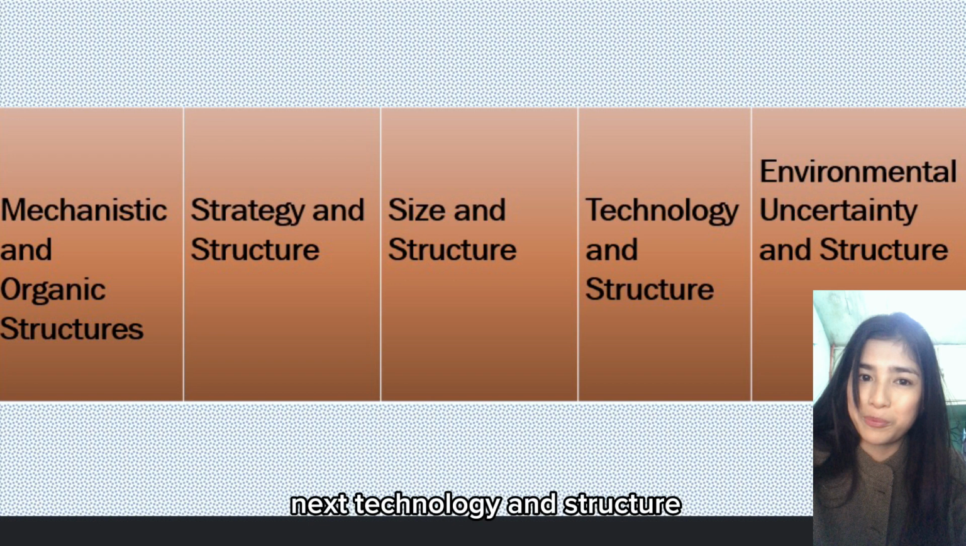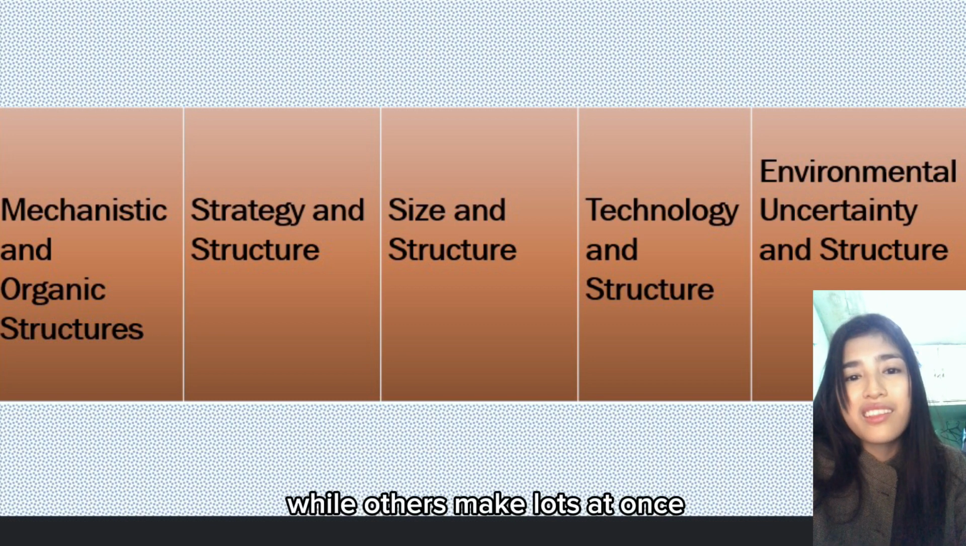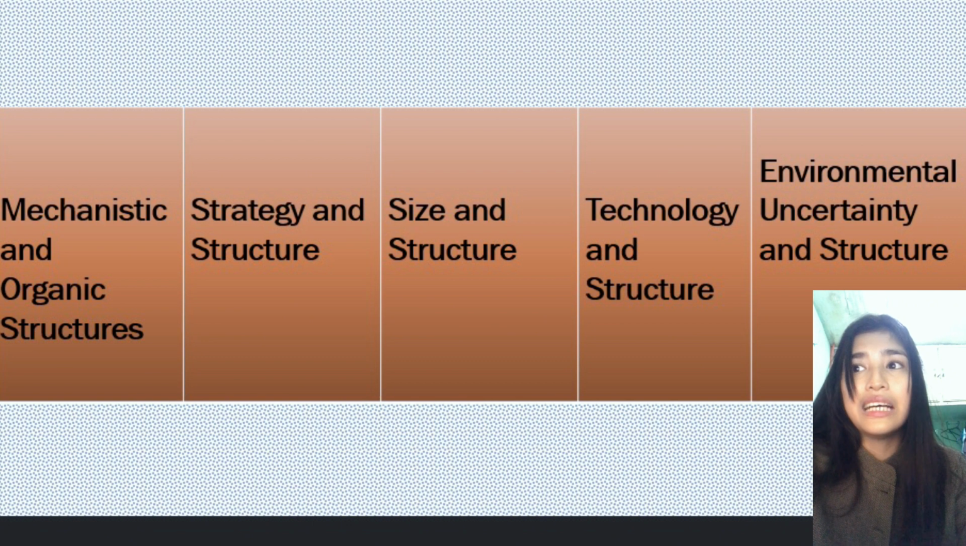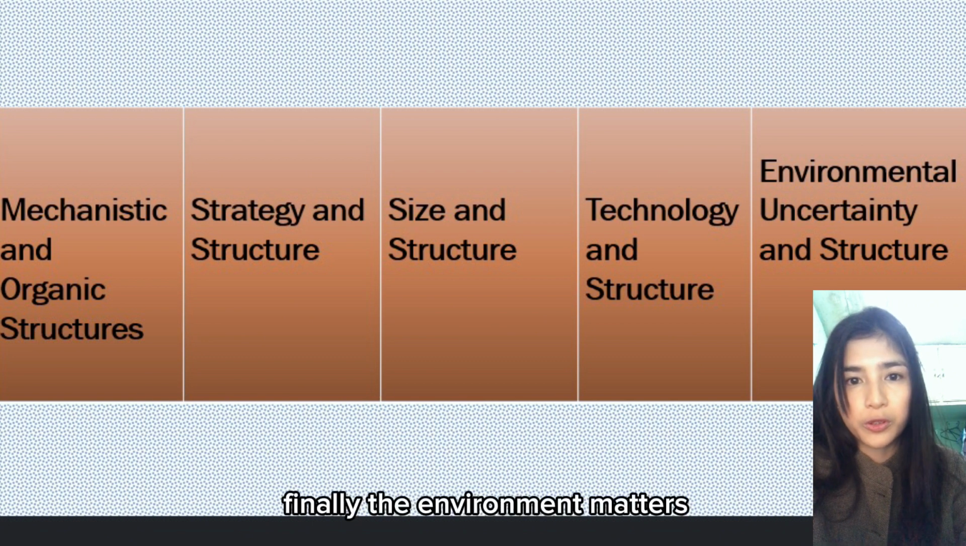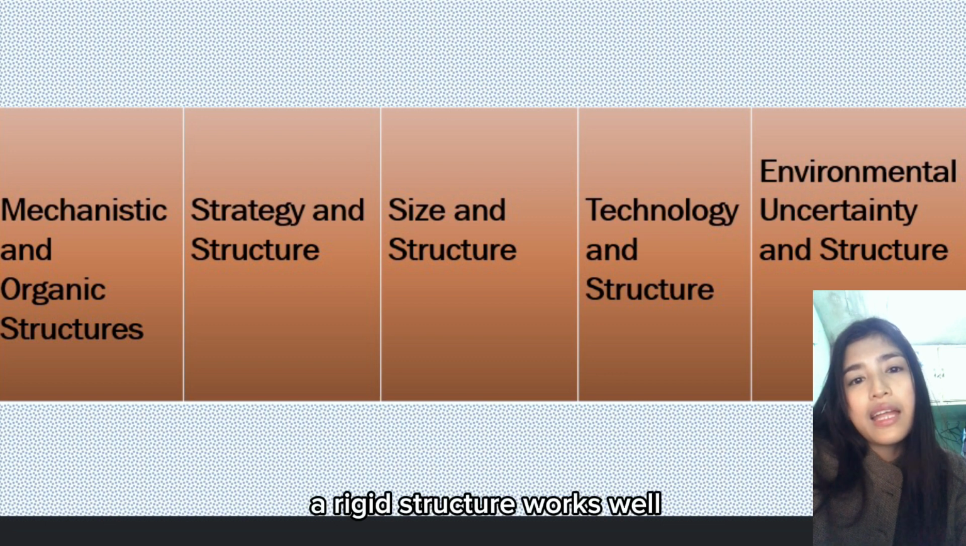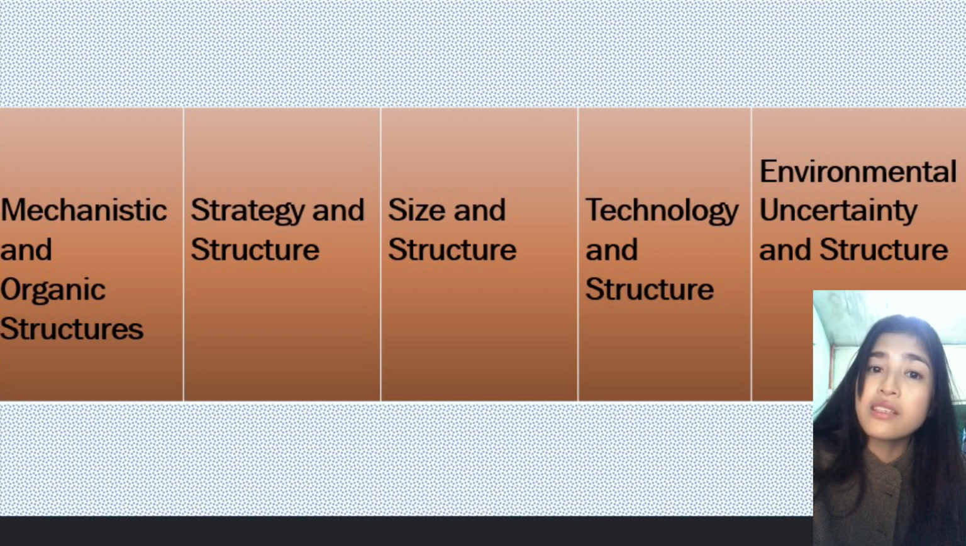Next, technology and structure. Different structures. It's like making pizza. Some places make it one at a time, while others make lots at once. Next, environmental uncertainty and structure. Finally, the environment matters. In stable environments, a rigid structure works well, but in uncertain times, flexibility is the key.